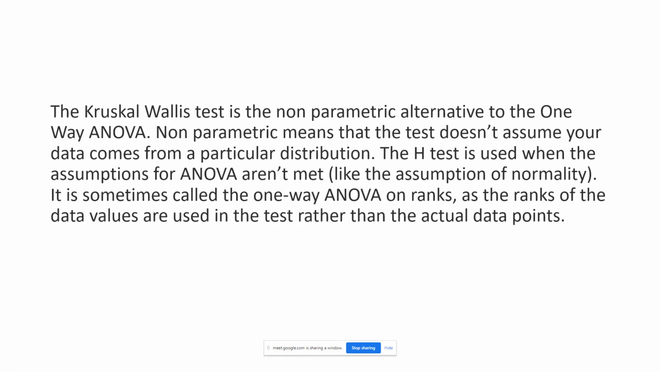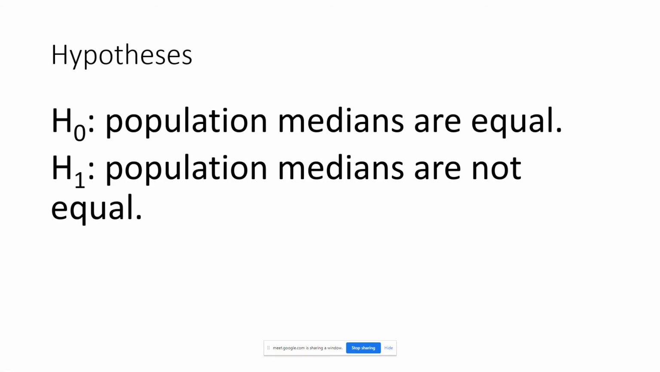Okay, so these are the hypotheses. In the Kruskal-Wallis, the null hypothesis is that the population medians are equal, and the alternative is that the population medians are not equal. So the Kruskal-Wallis test will tell you if there is a significant difference between groups. However, it won't tell you which groups are different. For that, we are going to have a post hoc analysis or post hoc test.